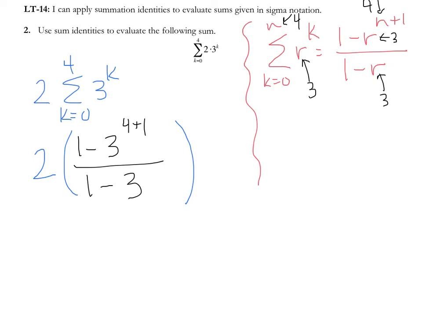Now, we just need to simplify this. You have to be careful because there are lots of little pieces here and it's easy to go in the wrong order. We need to follow order of operations. So we first work inside the parentheses, and then the next thing that comes is exponents. Inside this exponent, that's going to be 4 plus 1. So what we really have here is 2 times 1 minus 3 to the 5th over 1 minus 3.